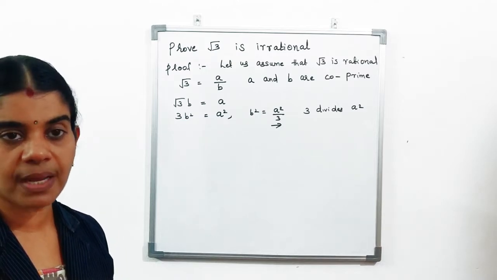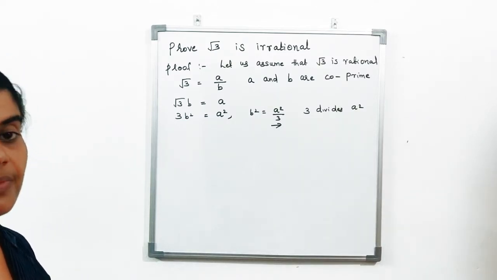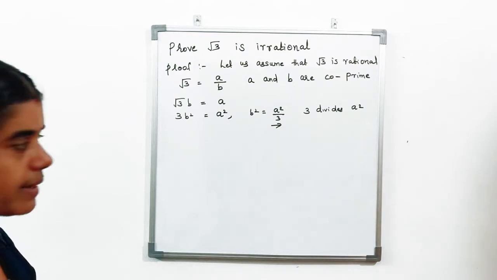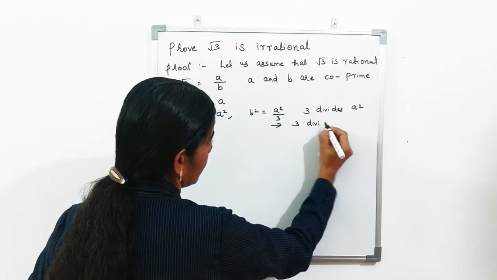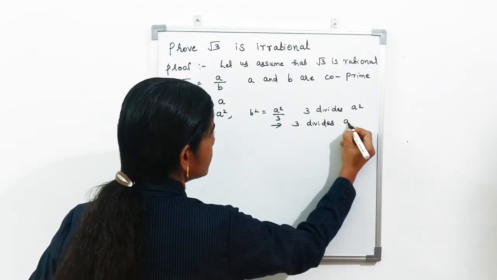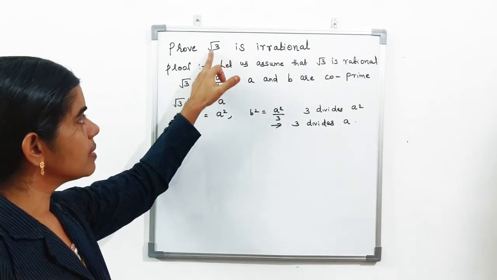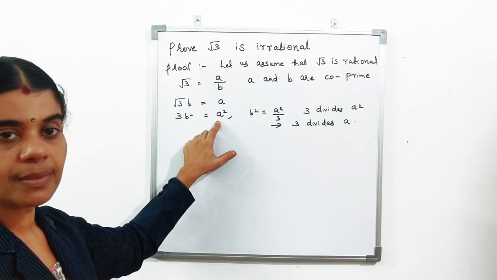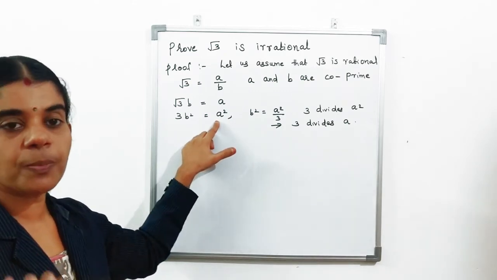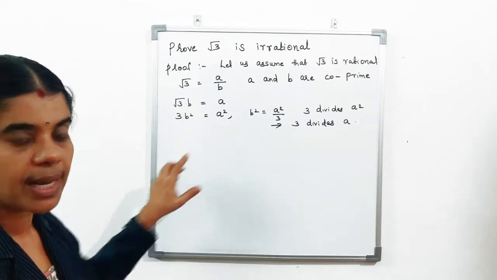By the theorem, no need of writing 1.3 like that. We can mention the theorem in the bracket: if p is a prime number and p divides a square, then p divides a. That you want to write in the bracket. By the theorem, we can write that 3 divides a. Then next step, here we are proving root 3, therefore in the place of a, you want to give 3c. If you are proving root 5, in the place of a, we give 5c, like that.